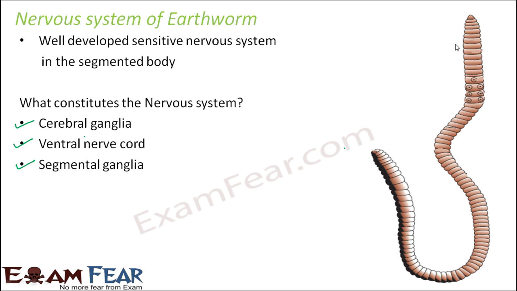When you look at the body of the earthworm, the cerebral ganglia is located somewhere here, like this. And then throughout the body, you have a nerve cord, the ventral nerve cord, somewhere like this. This long cord, which runs throughout the length of the body on the ventral side, is known as the ventral nerve cord. And on the ventral nerve cord, for each segment, you have a segmental ganglia. So this is pretty simple, the structure at least of the nervous system.